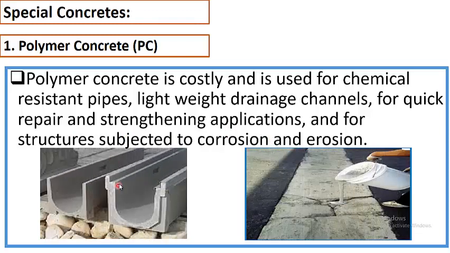As you can see here, these pipes are prepared for chemical resistance. Chemical resistant pipes are prepared using polymer concrete, and as you can see here, cracks are being filled with this solution for quick repair and strengthening applications.